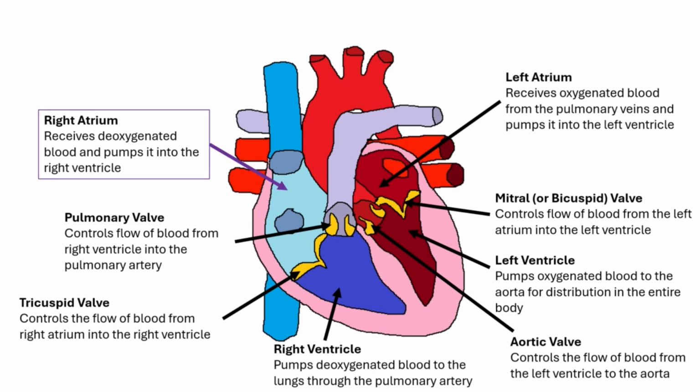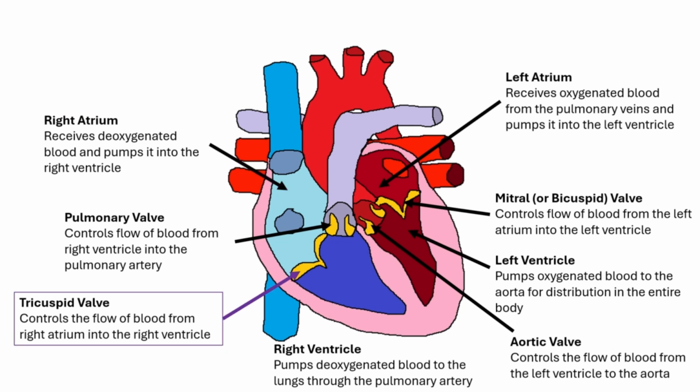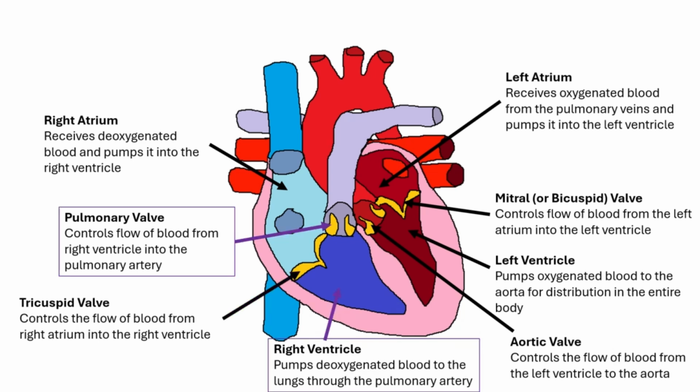Now, let's look at the different chambers and valves in the heart that allow it to pump the blood. Starting off with the right side of the heart, deoxygenated blood first enters the space called the right atrium. Then the right atrium pumps the blood through the tricuspid valve and into the right ventricle. It's called the tricuspid valve because there are three cusps on the valve. If you search up a 3D diagram, you'll be able to see this better.